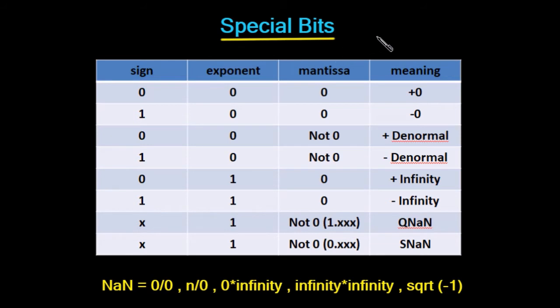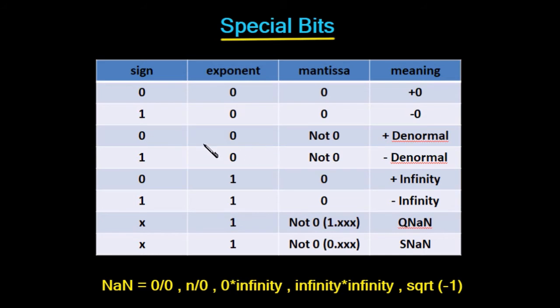In this video we're going to look at some special bits, and we're also going to look at how to deal with rounding errors. So I have a little table here. We've got the sign, the exponent, the mantissa and the meaning. Now we've already seen the first four of these. If the exponent is all zeros, so we're going to have 8 zeros in the exponent, and all zeros in the mantissa, so this would be 23 zeros. And the sign is a 0, then it's plus 0. If the sign is a 1, then it's minus 0.